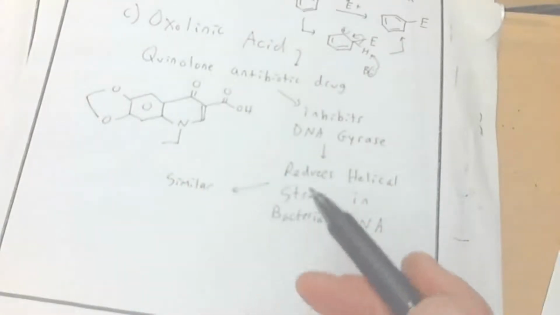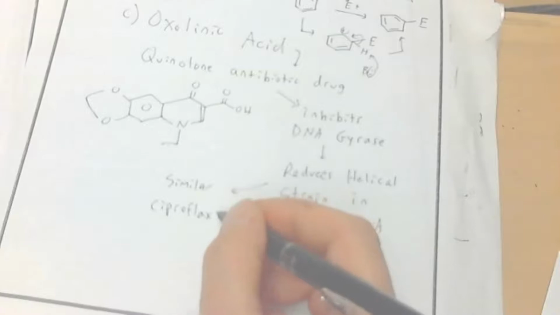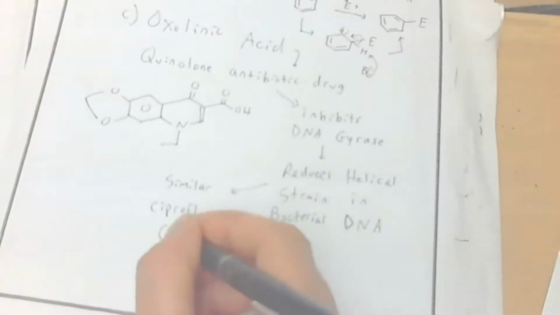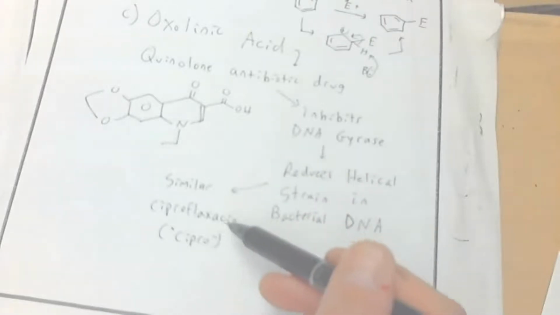Ciprofloxacin, which is one of the common fluoroquinolones, is one of the standard antibiotics you would receive if you have a bacterial infection. So it's the same kind of concept, and it's the same class of drugs. If you look up Cipro, it looks like this. It's got the quinolone structure also.